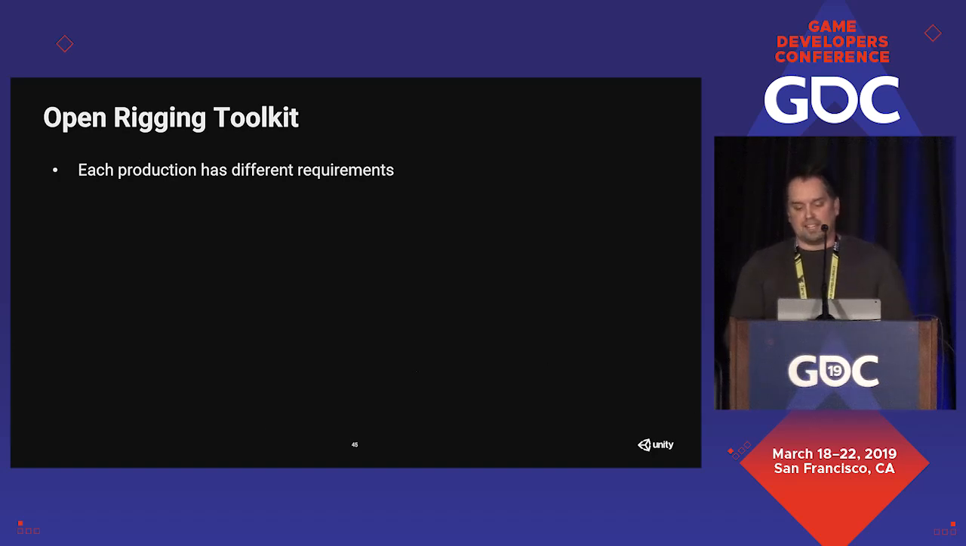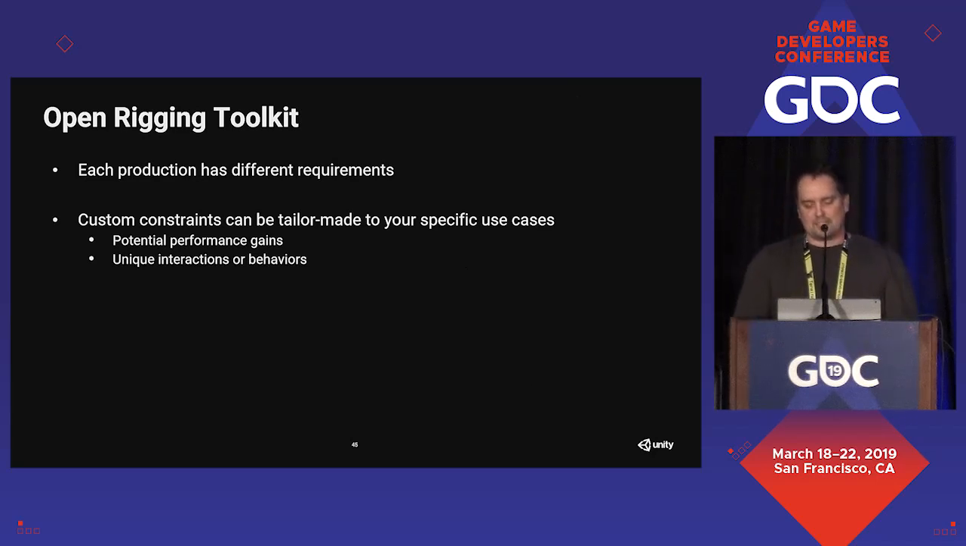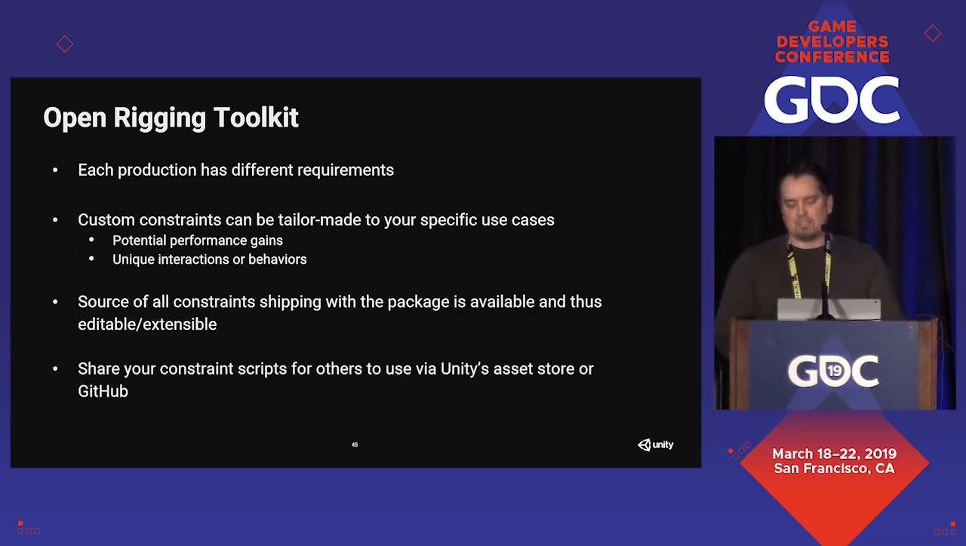And for one, I know I'm preaching to the choir here, but each production has distinct needs that general packages cannot always fulfill. A handcrafted constraint can be laser focused to solving your specific use case, which in turn has a tendency to increase general performance, while also possibly creating off the beaten track interactions and behaviors. To ease the learning curve of developing your own constraint, all the source code of the rigging package is freely available as a reference or yours to make your own. And if you're happy with the end result of what you built, you could always share it via Unity's asset store or GitHub.